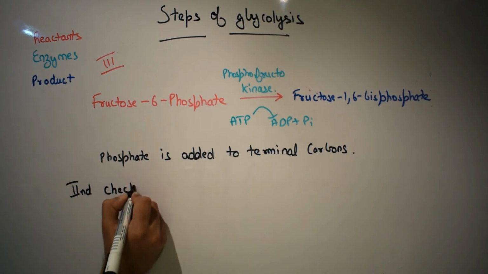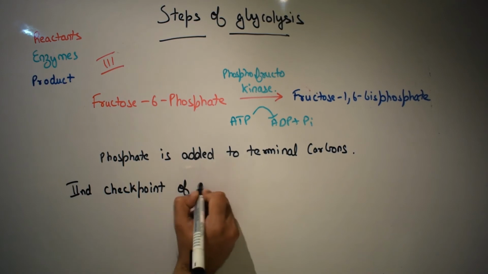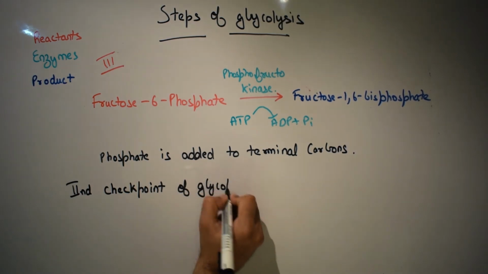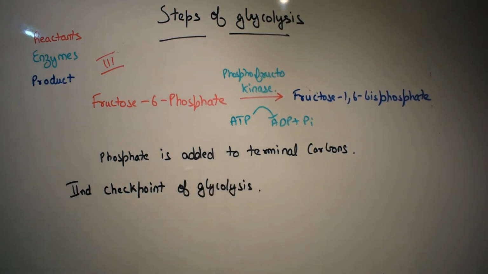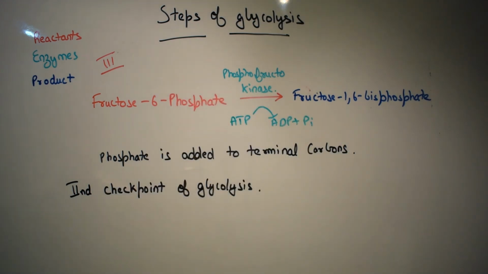of glycolysis. Why is it the second checkpoint? Because as you all know, in the first checkpoint the glucose formed glucose 6-phosphate, which allowed it to remain inside the cell and not move out. So it retained the glucose inside the cell, and in this form, the fructose 1,6-bisphosphate charges up the fructose for breakdown in the next step of glycolysis.